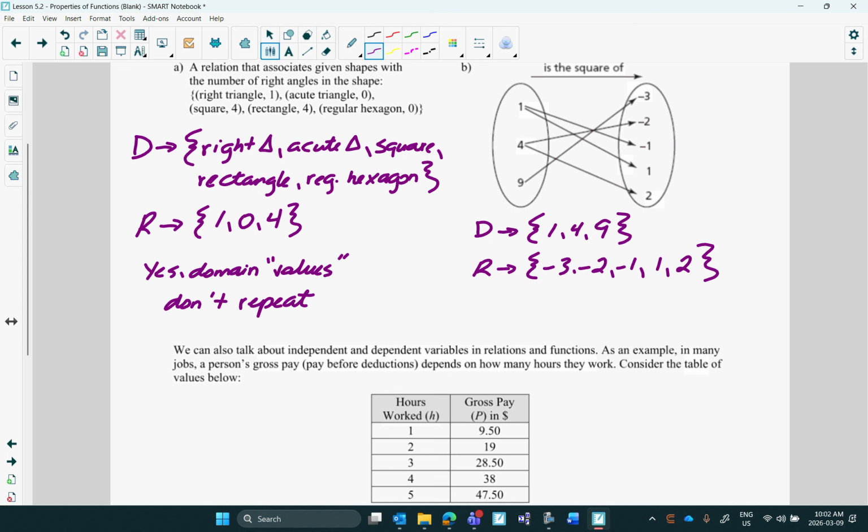Why? Because the 1 is going to put the first one and the second one. Notice we've got two arrows coming out of the 1. That means the 1 repeats. 1, -1, and 1, 1. Same with the 4. The 4 repeats too. 4, -2, 4, 2. So no, because 1 and 4 repeat.